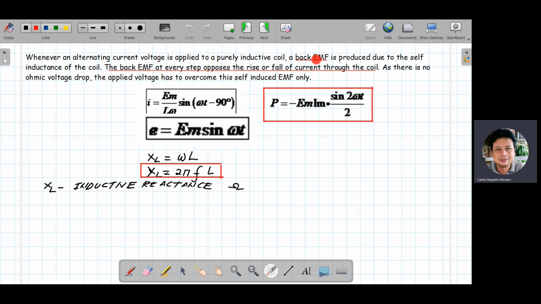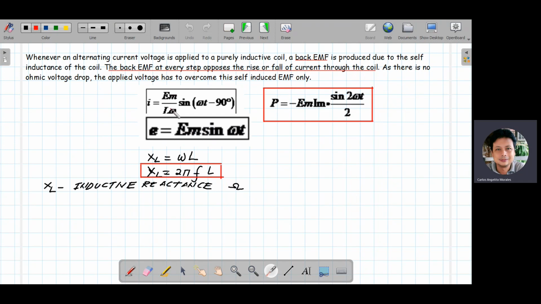ng tinatawag natin na back EMF. Ito ay napoproduce dahilan sa tinatawag nating self-inductance ng coil. Yung back EMF ng bawat step nun ay sumasalungat sa pagtaas o pagbaba ng kuryente dun sa coil. At wala siyang ohmic voltage drop, no? Yung applied voltage, kinakailangan niyang balagpasan yung self-induced EMF lang, no?